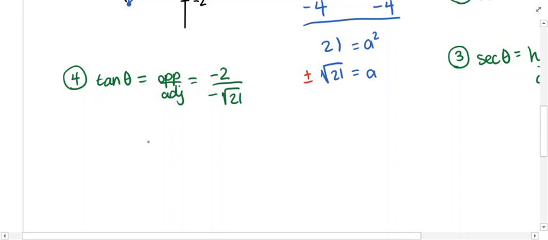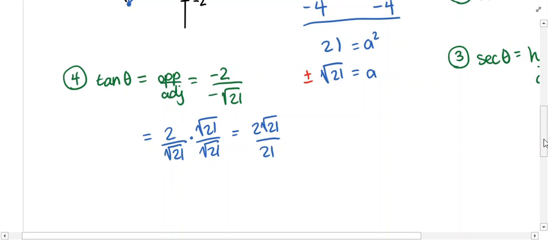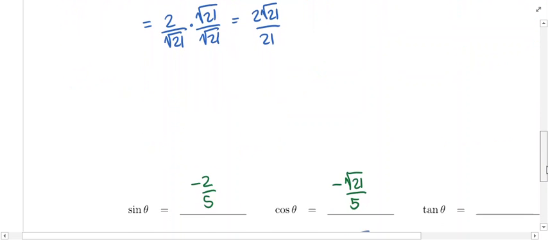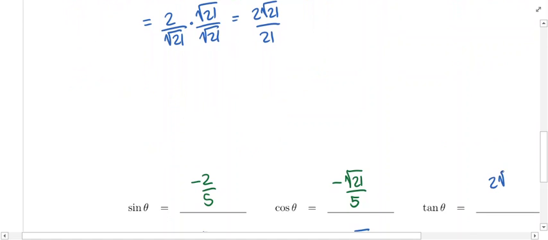So I'm going to rationalize here. I'll go ahead and get rid of the negative signs. 2 over the square root of 21. We need to multiply top and bottom by the square root of 21. Now we can multiply across the top and across the bottom. This is going to be 2 square root of 21 over square root of 21 times square root of 21, which is 21. So your tangent value here is going to be 2 square root of 21 over 21.